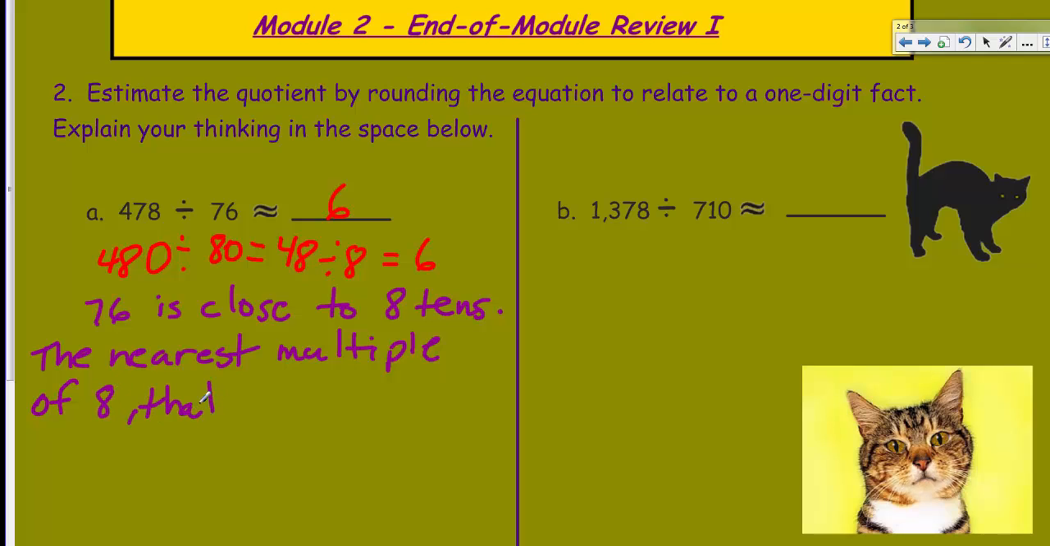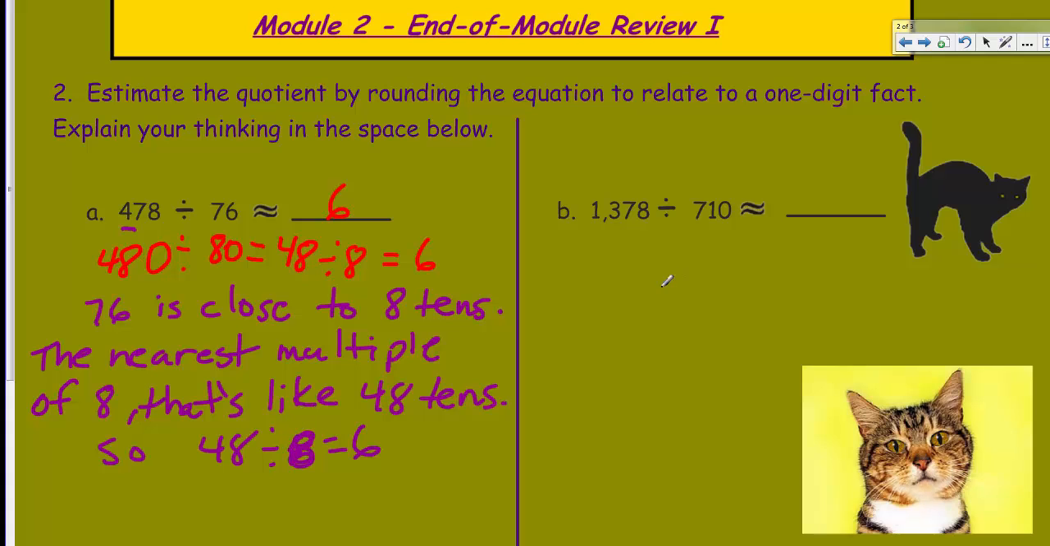see, that's like 48 tens. When you look up here, see that? So basically 48 divided by, oh, I got to reverse, sorry, by 8 equals 6. Does that make sense? 76 is really close to 8 tens. The nearest multiple of 8 in this number is like 48 tens. We saw that, and so that's why 48 divided by 8 equals 6.